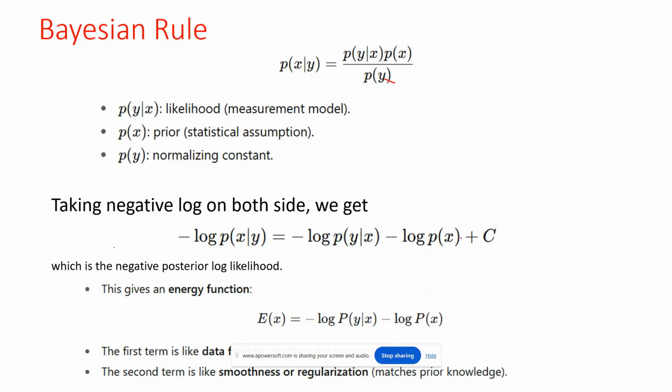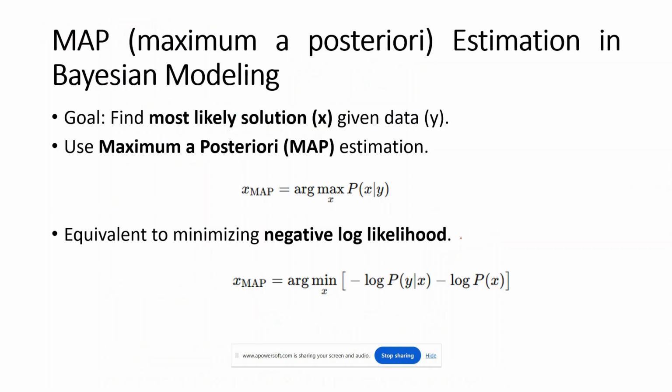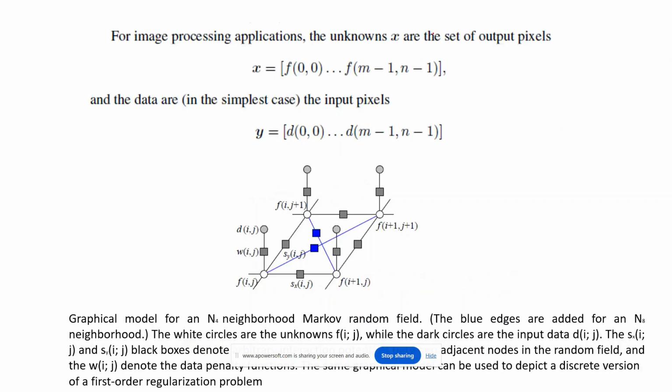This is represented as the energy function. Minus log P of y given x is the likelihood, and minus log P of x is the prior. So we need to minimize the energy function. The last term is written as argmin of x. We are going to find the minimum one, and now we are focusing on discrete results only.